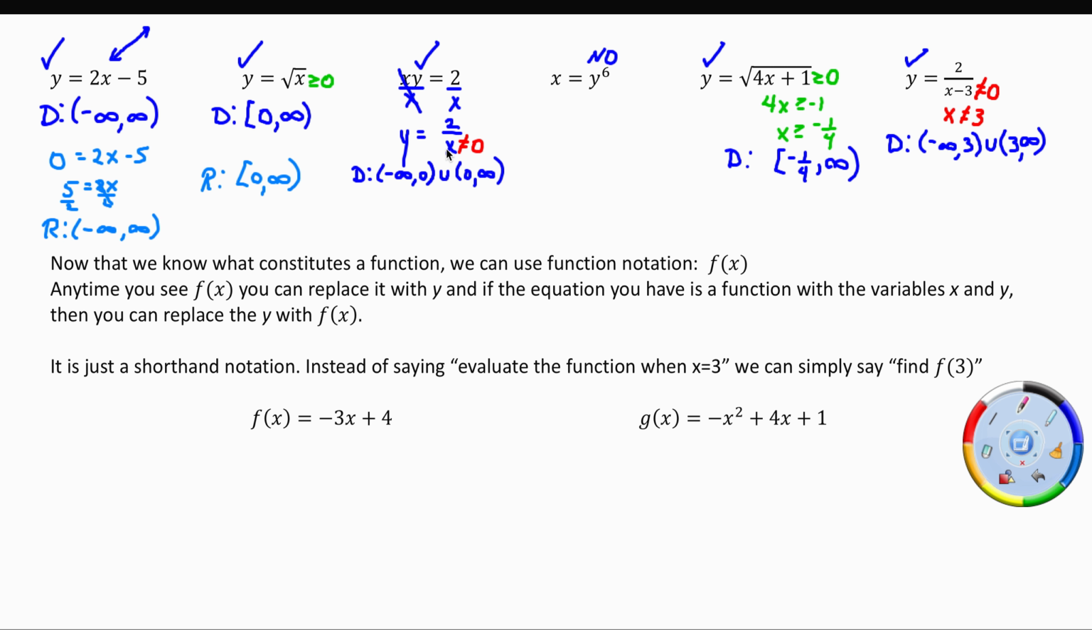But is 0 in? To make a fraction equal 0, it means the numerator must be 0. And in this case, I can't change that numerator to a 0. It's a 2. There's no variable, right? Nothing changes. I can't make this fraction in this form equal 0. So my range in this one is the same as the domain. That fraction can be negative, it can be positive, but it's impossible for it to equal 0.